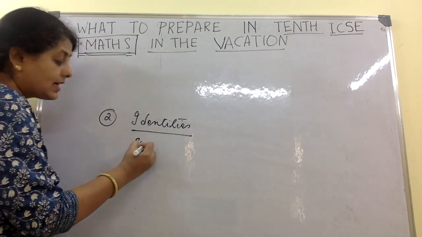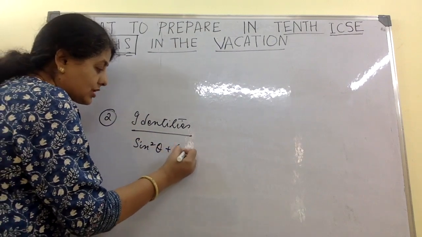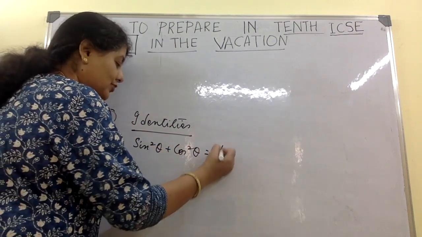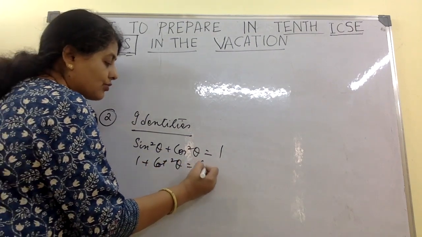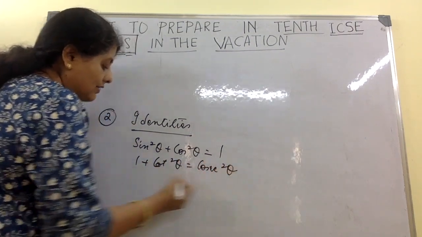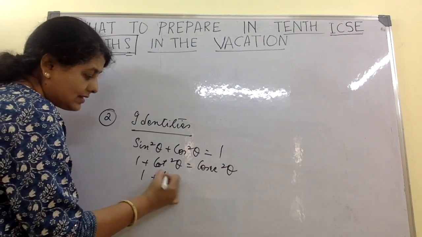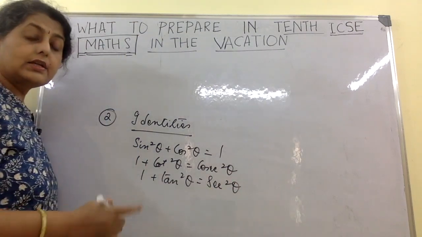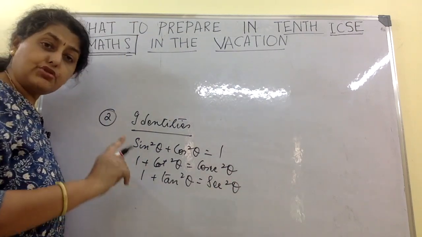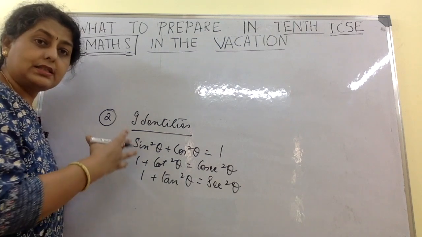One is sine square theta plus cos square theta equals 1. I have told this in my videos. Another is 1 plus cot square theta equals cosec square theta, and one is 1 plus tan square theta equals sec square theta. These 3 are the new identities which you have never done before, and will be taught now in this chapter.